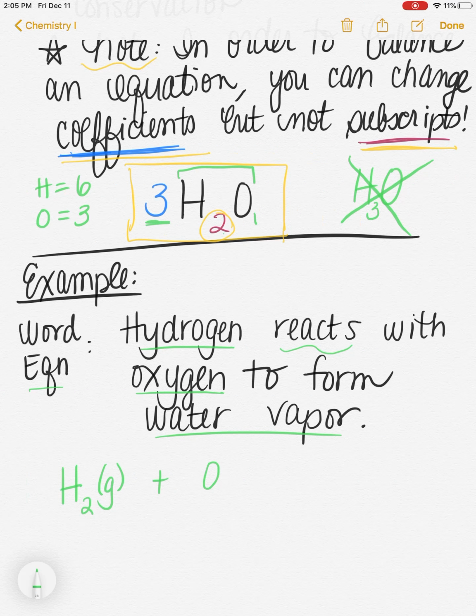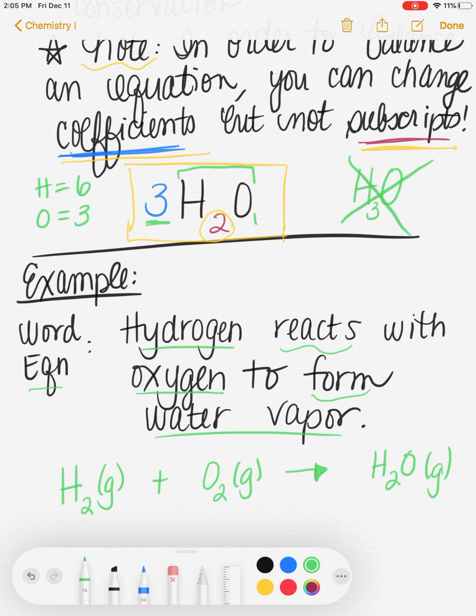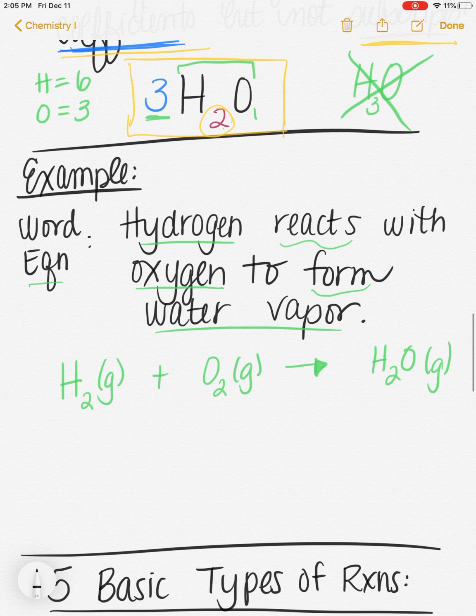Oxygen. Oxygen is O, but oxygen is one of those diatomic elements, so I have to put a subscript of 2 there. It's also a gas. To form. So to form, I put my yields arrow here. And water vapor. Water is H2O. Since they called it a vapor, I'm going to put a gas on it.